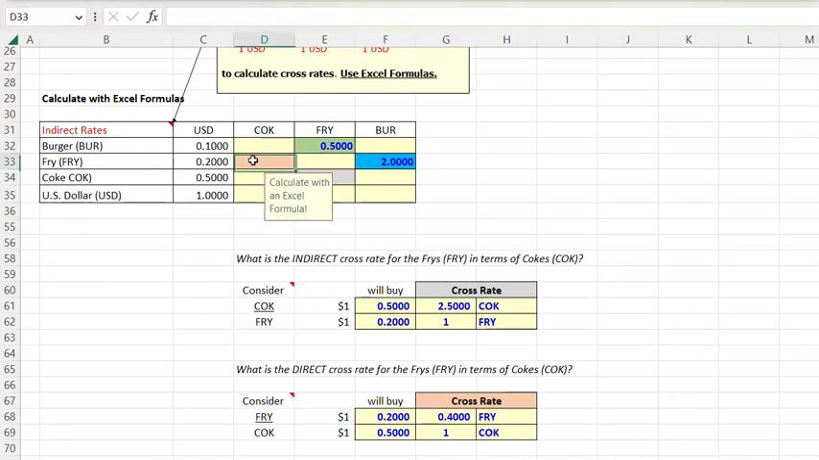And we can pick up these cross rates in our table, the 0.4 and the 0.25. You need to use Excel formulas to complete the rest of our table and calculate the rest of the cross rates. They should agree with the cross rates we had at the top of the worksheet.